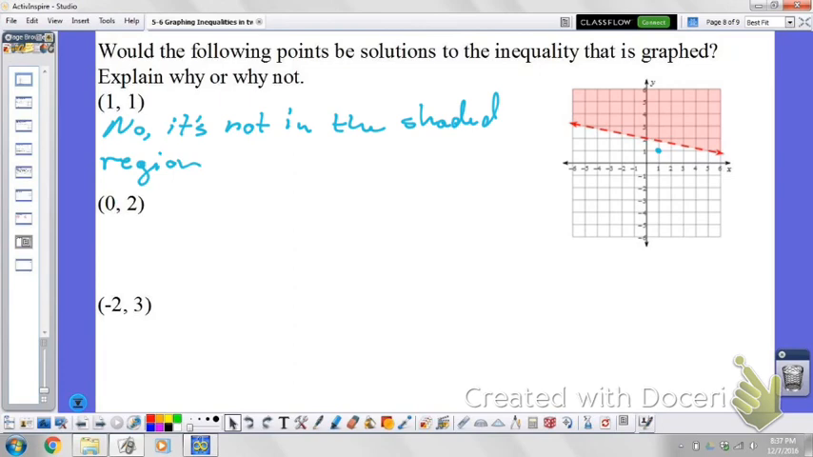The next point, 0, 2. So I need to plot the point 0, 2 first. And notice it's on my line. But we have a dashed line. And that tells us the line is not a solution. So 0, 2 also doesn't work. So no, the point is on the dashed line.